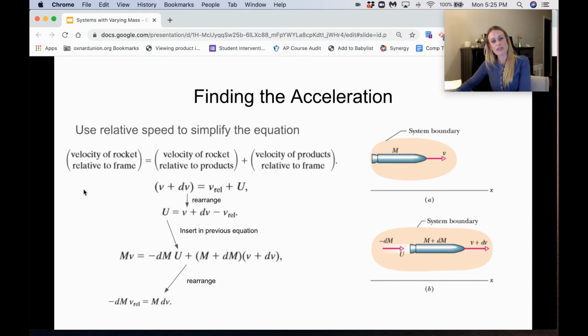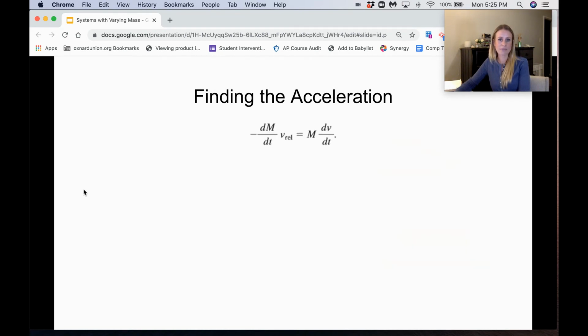Now what we can do with this equation is divide both sides by dt, and we get this equation right here. And this is where the magic happens. I'm going to take this equation onto the next slide. This first term, dm over dt, is the rate at which the rocket loses mass, because we have a change in mass over a change in time. We call this the mass rate of fuel consumption, and it is denoted by R. So we insert R for that negative dm over dt, times relative velocity, and also that dv over dt.